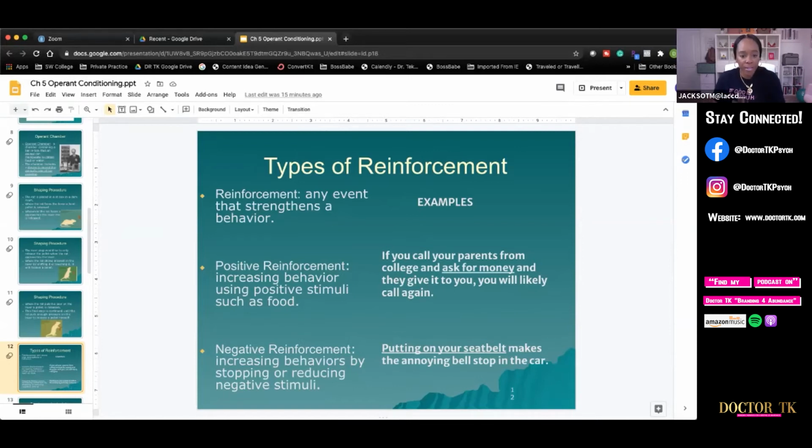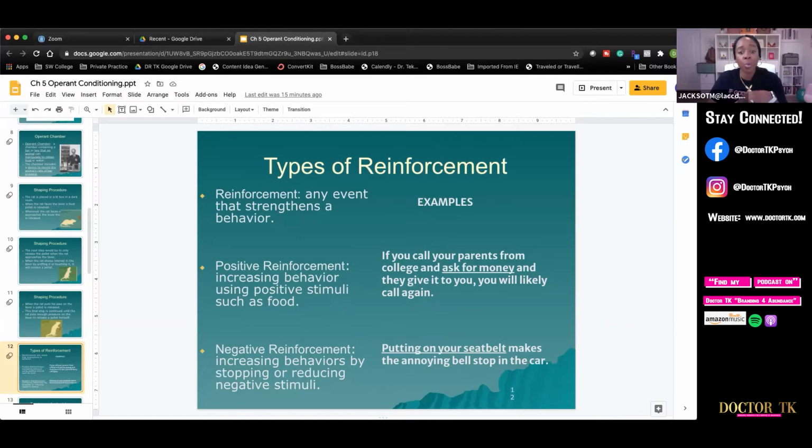So first things first, after you wrote those things down, you want to know the textbook definition, which is right here, of reinforcement. This is super important because if you don't know the definition of reinforcement, you're going to get positive and negative reinforcement mixed up. So the definition of just the word reinforcement is any event that strengthens a behavior.